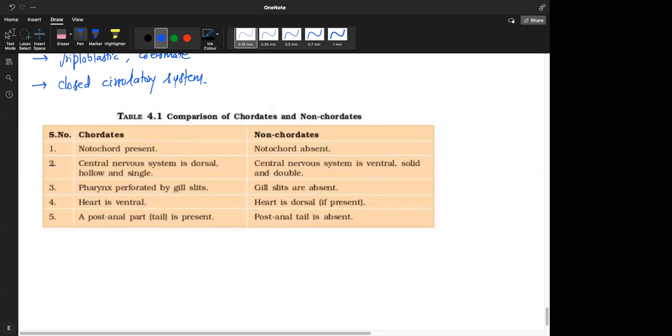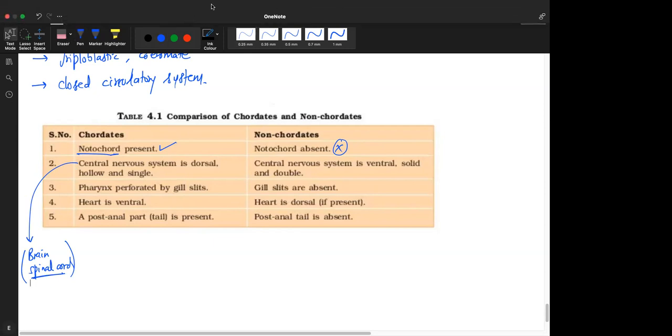Okay. So look at some words which they tweak and make difficult and just ask in the entrance. Chordates, the first criterion is notochord. It is present and it is absent. Central nervous system is dorsal, CNS. The moment someone says central nervous system, just know that it contains two things, brain and spinal cord, nothing else. They are talking about the spinal cord because brain cannot be dorsal or ventral, brain is brain. It is anterior at the top of the head.